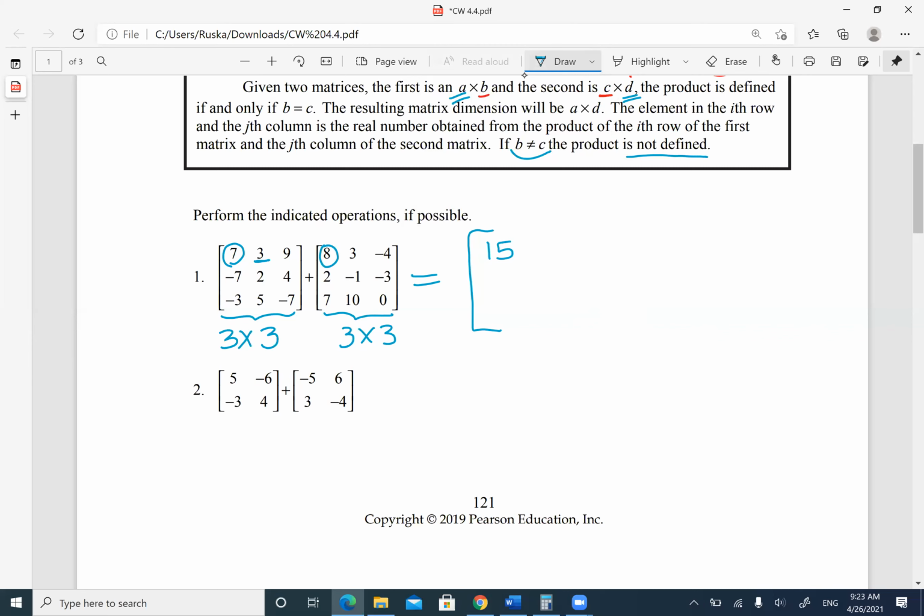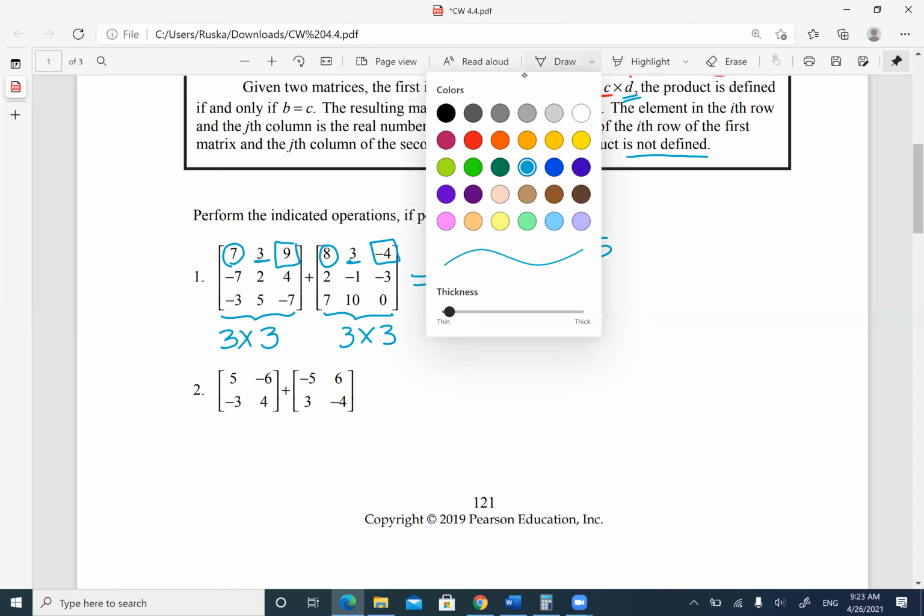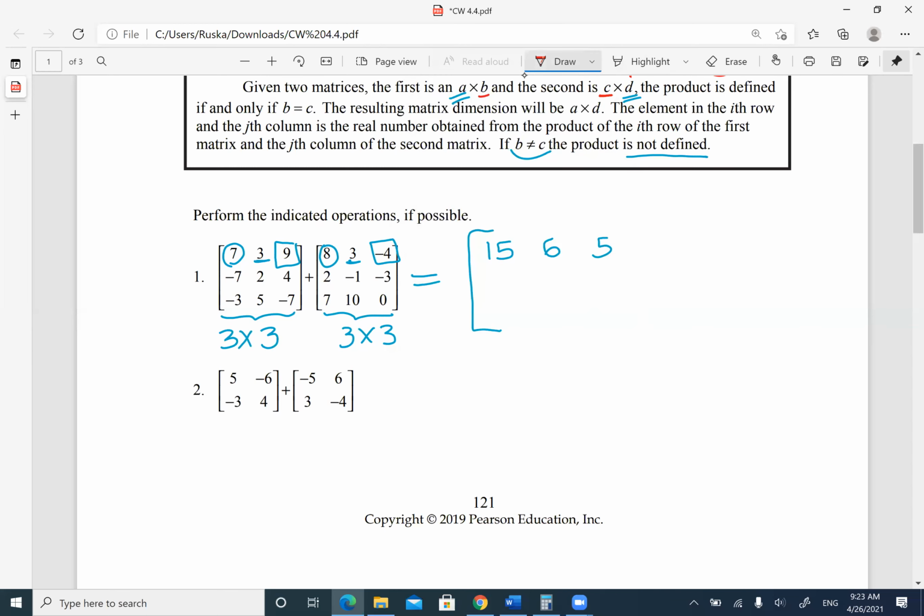I'm adding 3 plus 3 is 6. And then I'm going to just box it, 9 plus negative 4, or technically 9 minus 4 is what? 5, right? So this is my first row. Then I'm going to do the next row the same way, element by element.